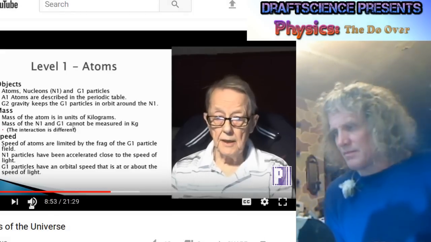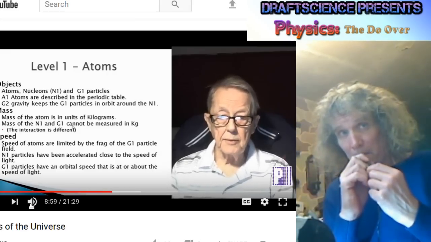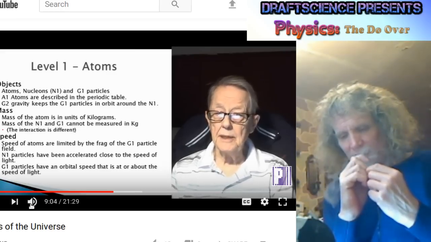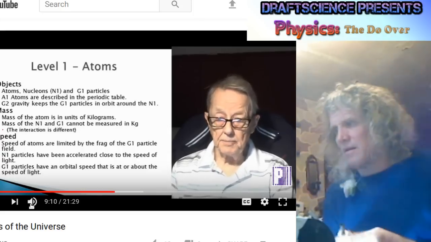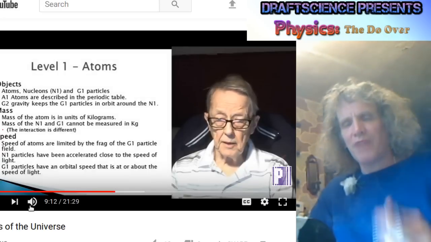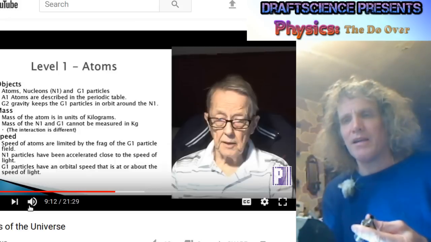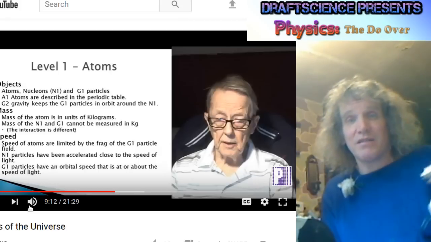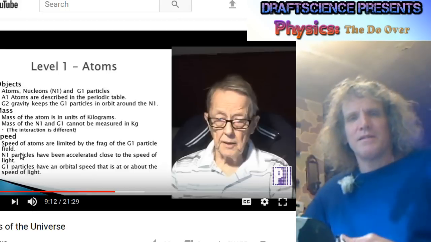Molecular binding force that keeps things together, keeps the G1 in orbit around the nucleus. The mass of the atom is in kilograms. You can measure the atom in kilograms. Yes, you can use gravity and create a scale and measure how the material is affected by gravity. But that's all you're really doing: you're just measuring how many elements it has inside of it, what percentage of its density is made out of these bits that are affected by gravity. But that's all you're really measuring.